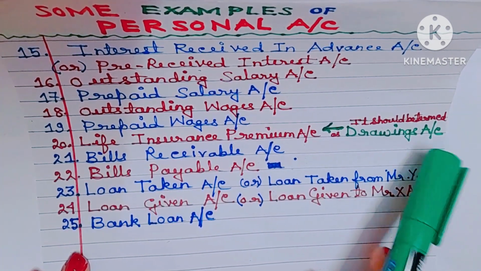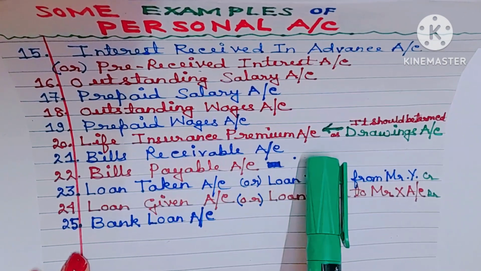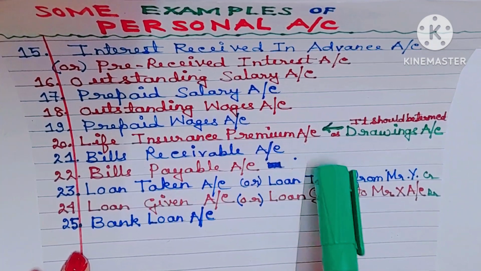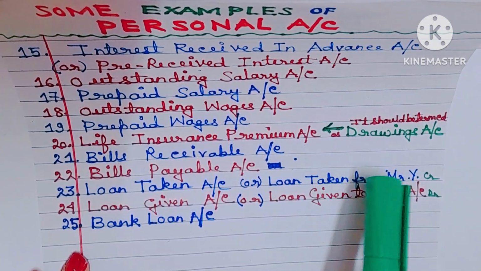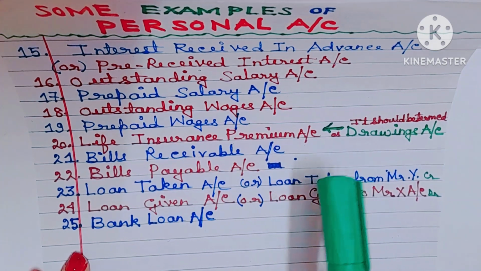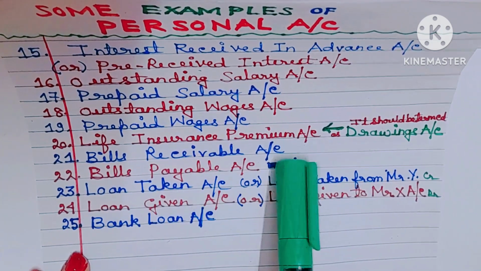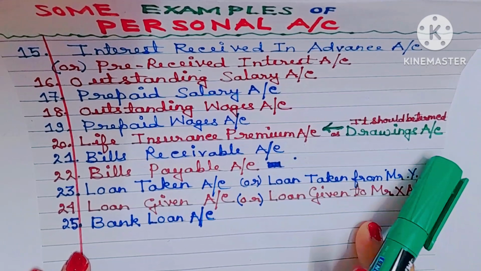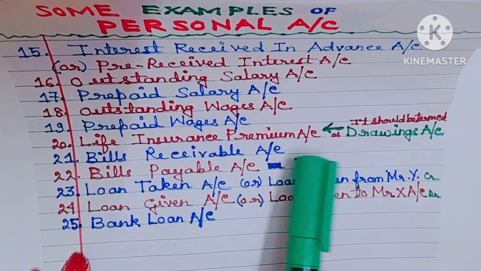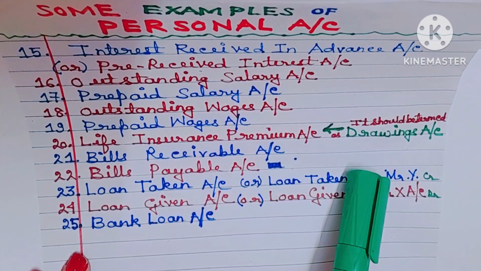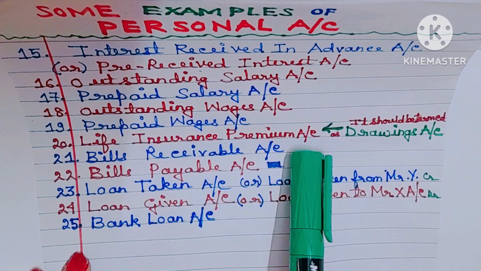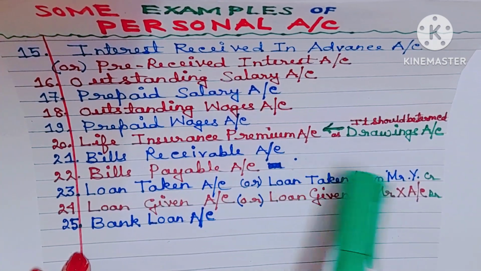Okay, so instead of life insurance premium account debit, you got to write drawings account debit to cash account if it is paid in cash, or bank account if it is paid by check. But please remember, insurance premium account is an expense for the business. So you have to write insurance premium account debit to cash account in journal. But you cannot write life insurance premium account debit to cash account or bank account in journal.